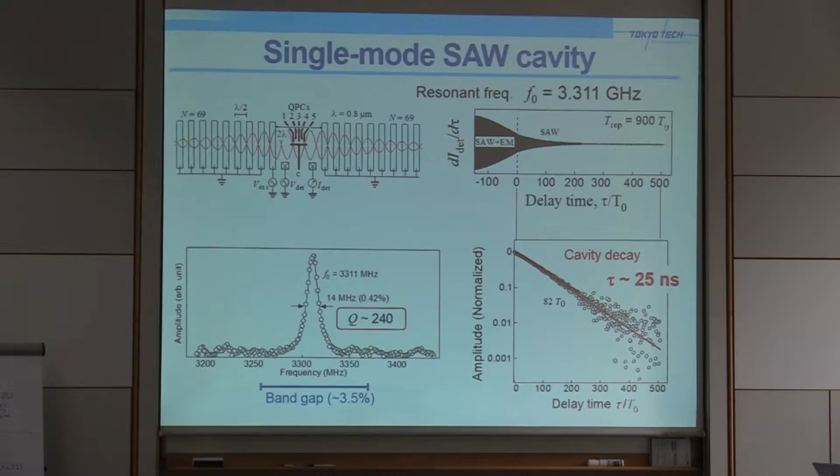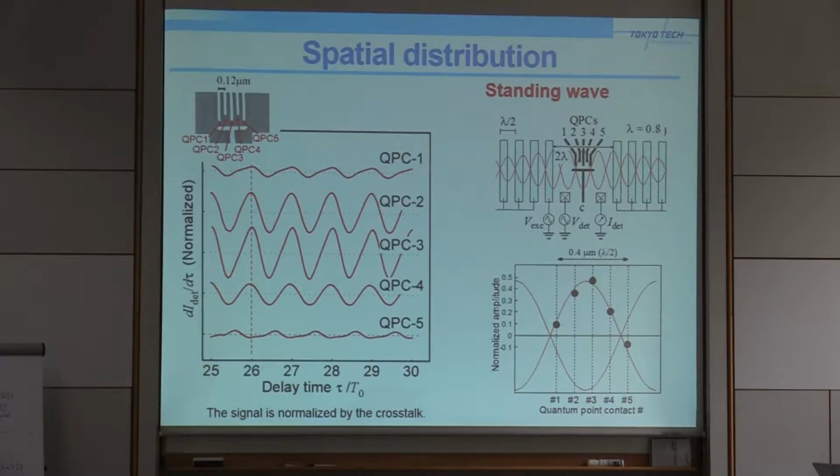And then one question is, what is the aperture of your fingers? This? Yeah. I don't remember exactly, but maybe 50 micrometers or something. Okay. So is this quality factor determined by just a loss, or was the number of periods not sufficient enough? But anyway, we characterized the spatial distribution by using 5 quantum point contacts.